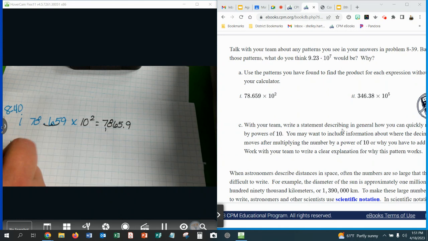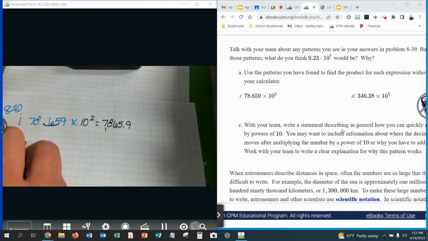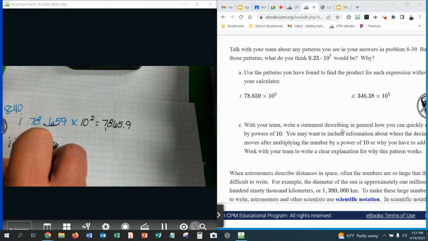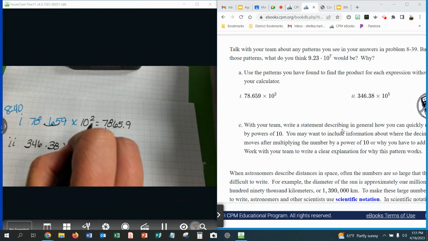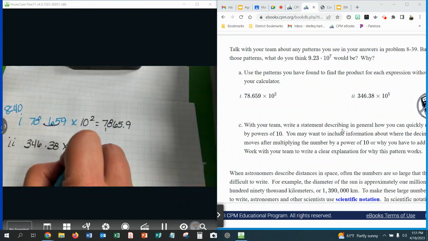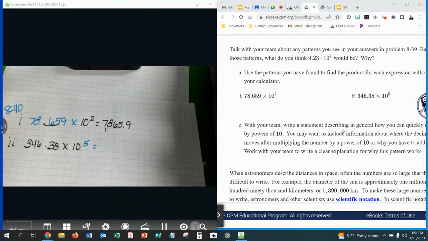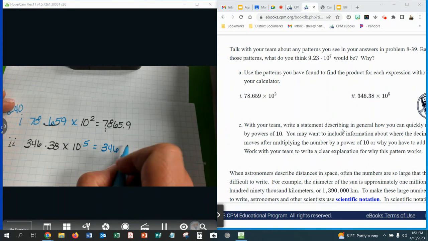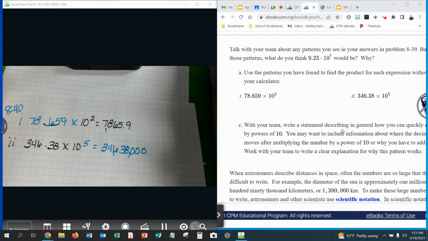Okay. How about this one? We've got 346.38 times 10 to the 5th. The answer is 34,638,000. If you look, I moved the decimal over twice, but then I had 3 more zeros, so I added them. That's how I got it.